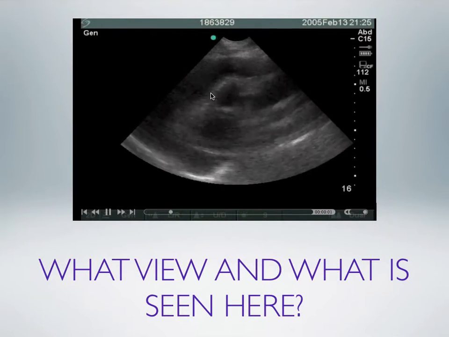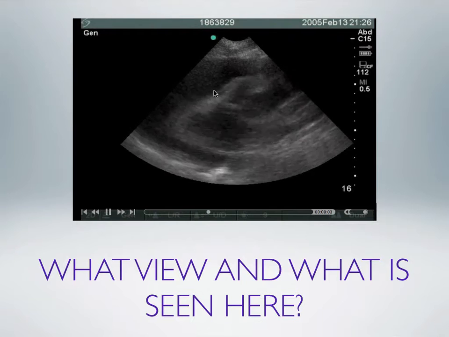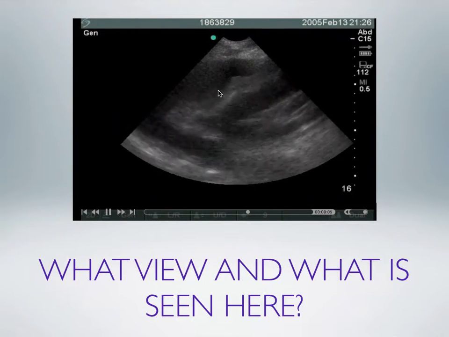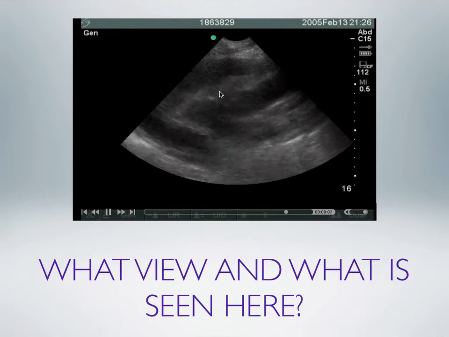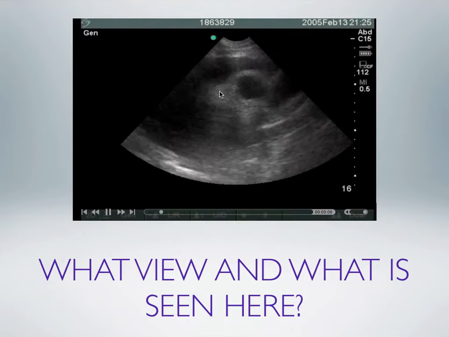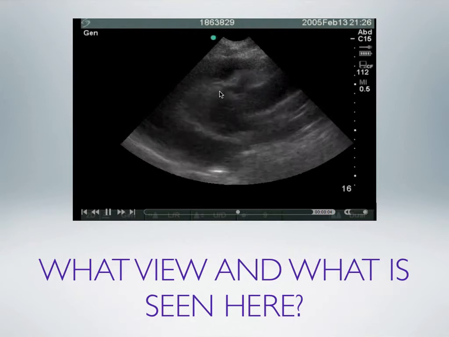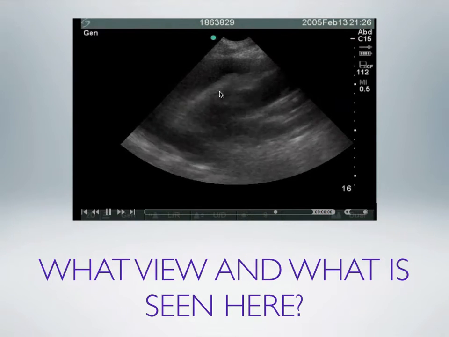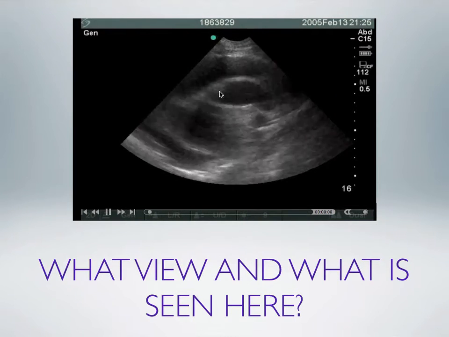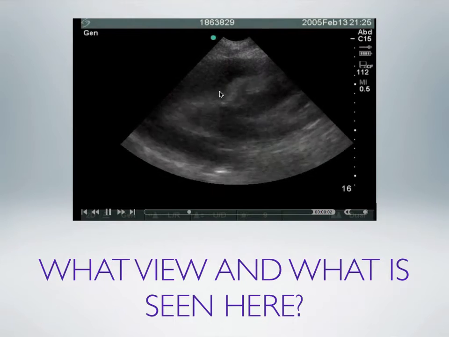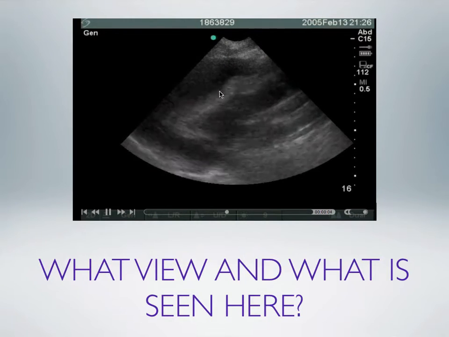And it looks like someone's jumping up and down on a trampoline at this part of the heart, the right ventricle. So this is somebody who has pericardial tamponade with the heart swinging, electrical alternans, and right ventricular diastolic dysfunction with right ventricular diastolic collapse.